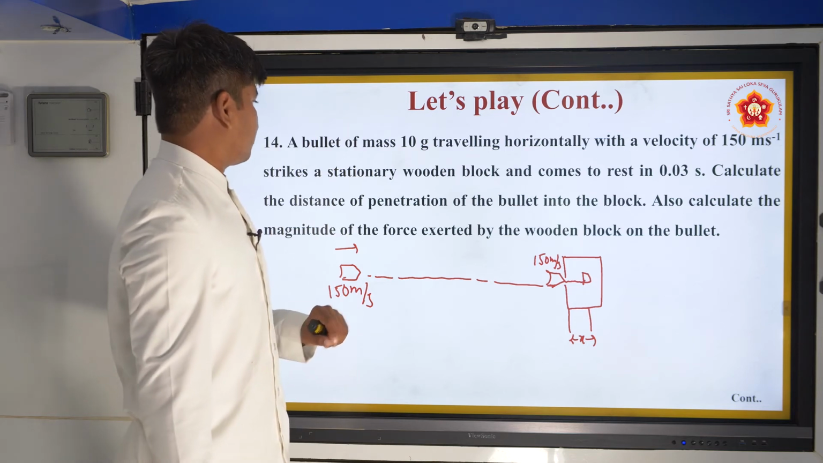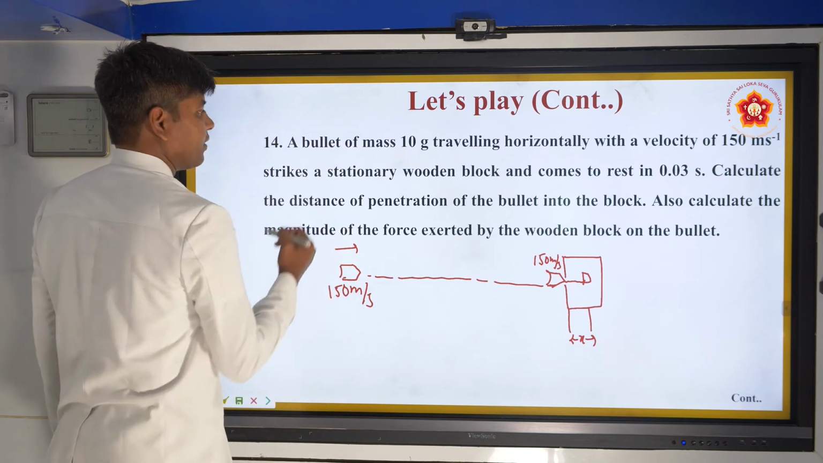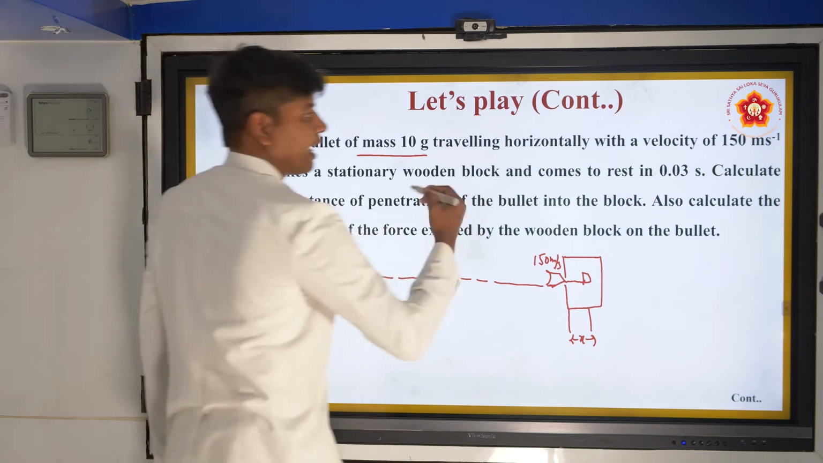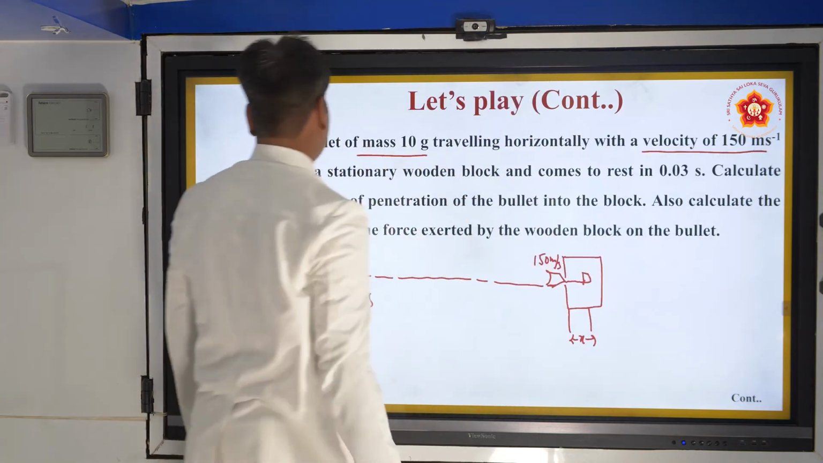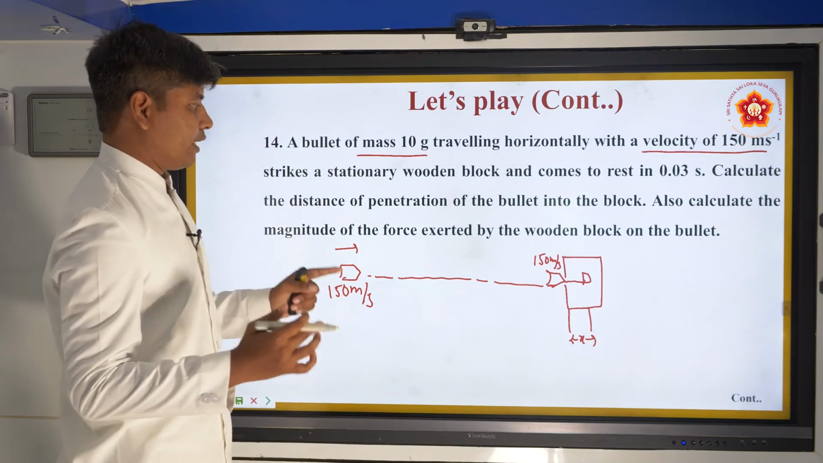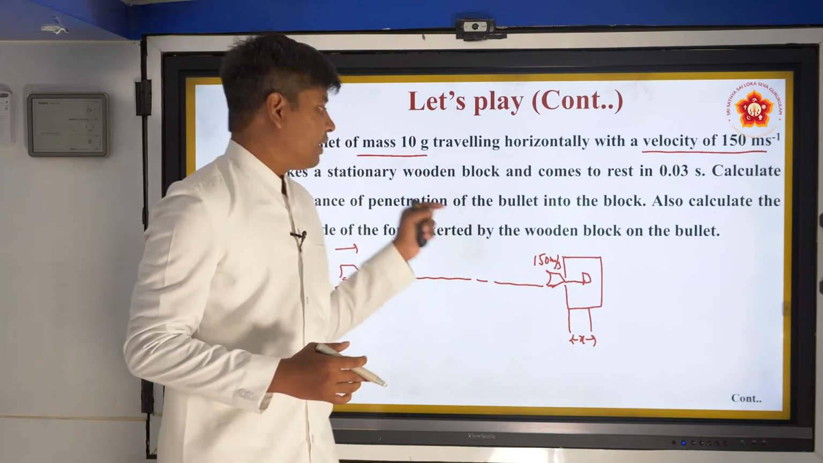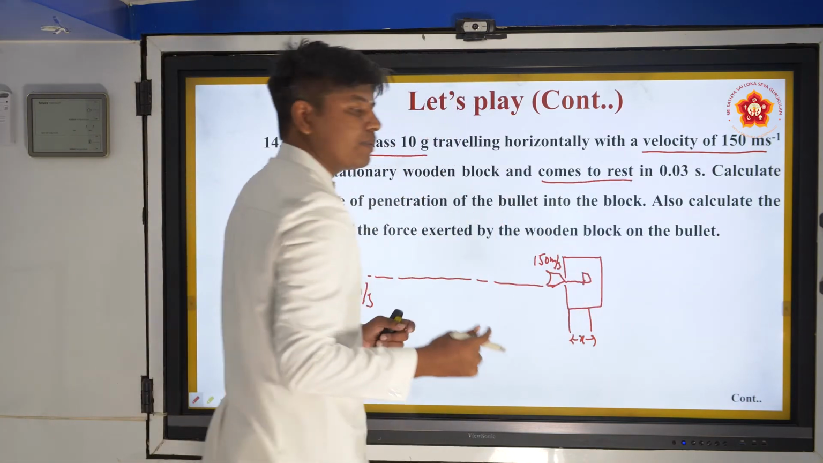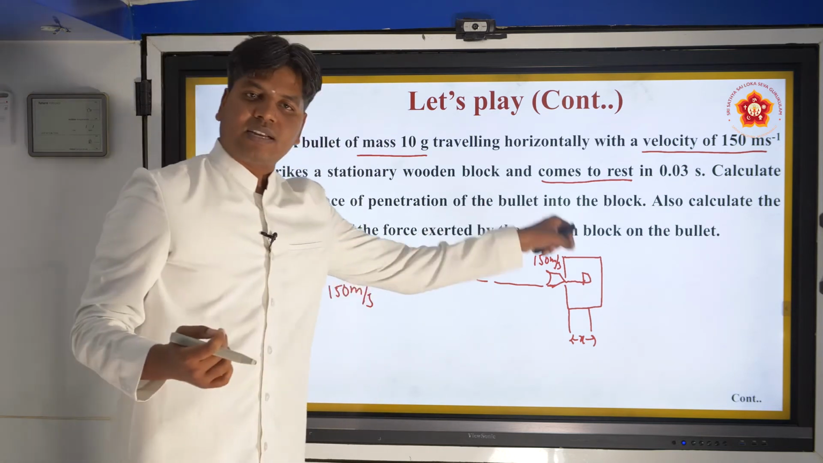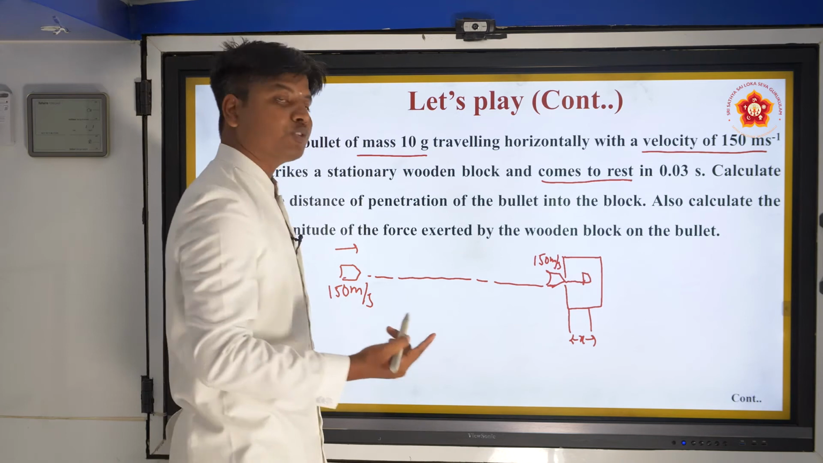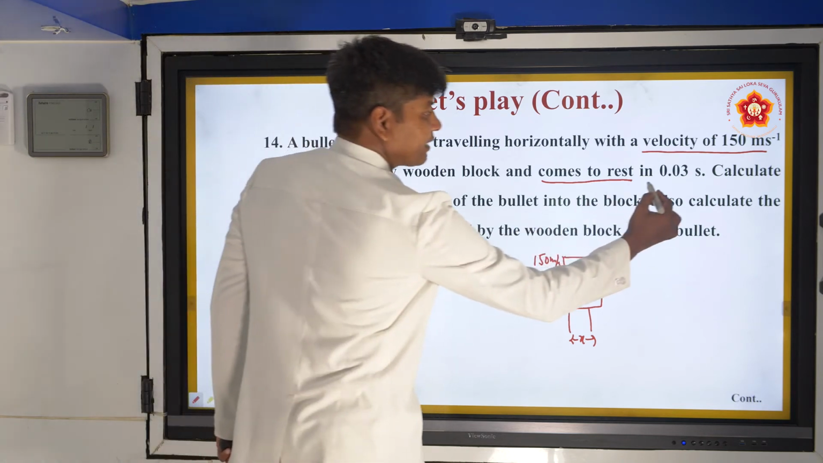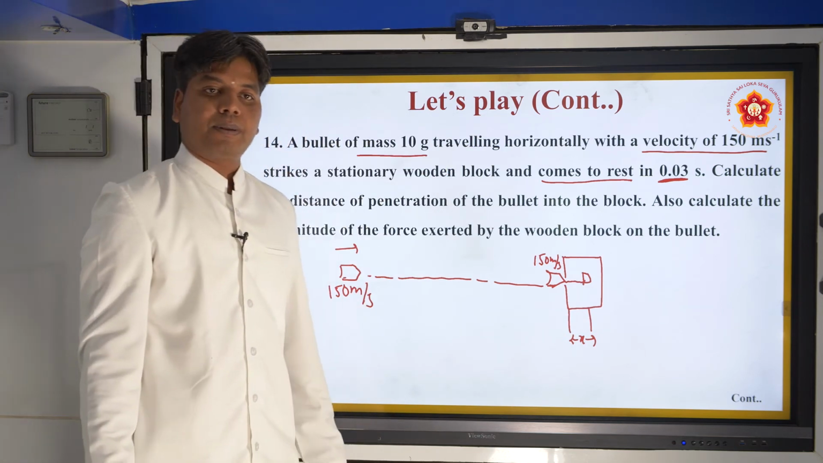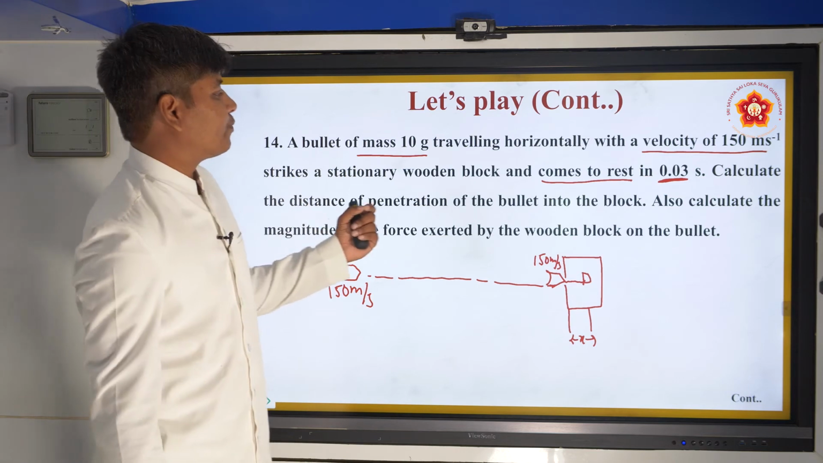Now, what is given in the question? Mass 10 grams is given. It is traveling horizontally, as we have already seen, with a velocity of 150 meter per second, and strikes a stationary wooden block. The block is not moving, it is stationary, and the bullet comes to rest. That means the final velocity is 0, because it is stuck inside the block and is not moving anymore. It took 0.03 seconds to stop. He is asking to calculate the distance of penetration of the bullet.